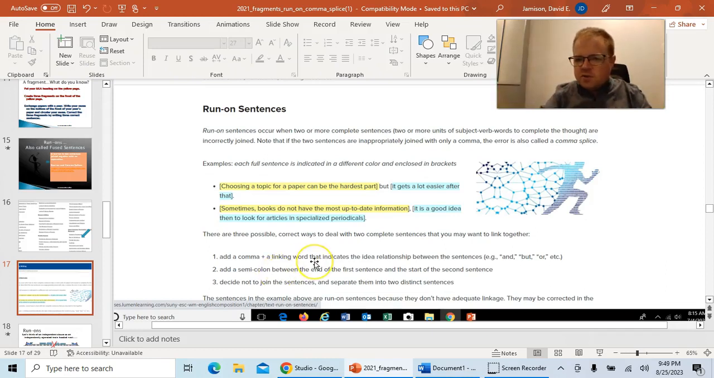You could also use a semicolon and just make that a complete thought. You only want to do that if the two sentences that you have next to each other are really in the same line of thinking. Alternatively, you can just put a period there. And then there's a fourth way you can do it. You can add a subordinating conjunction, like if you said, because sometimes books do not have the most up-to-date information, comma, it is a good idea then to look for articles in specialized periodicals. If you did it that way, then it would be okay as well.